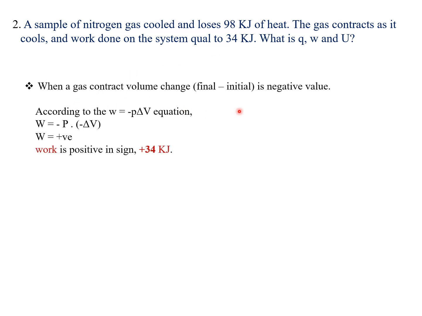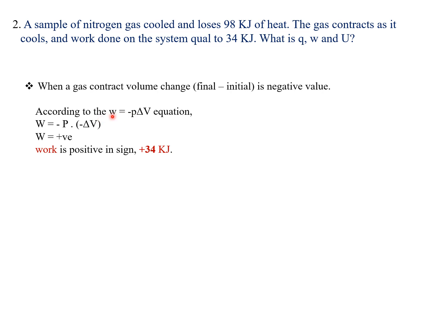So when the gas contracts, that means the volume change, final minus initial, should be negative. Initially the volume has a larger value, but contraction or compression means volume decrease. The final volume is a lesser value. So the result should be negative.